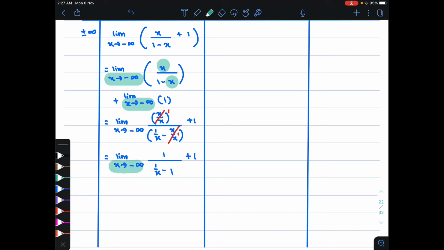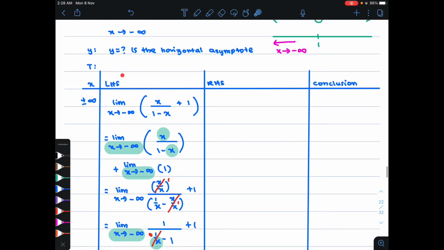Simplify the first term. Now let's substitute x equal to negative infinity back into x. And this is 0. Therefore, this is actually 1 over negative 1. This one is plus 1. The first term is actually just negative 1. And hence, the final answer is 0. So, this is the answer when you consider the left-hand side.